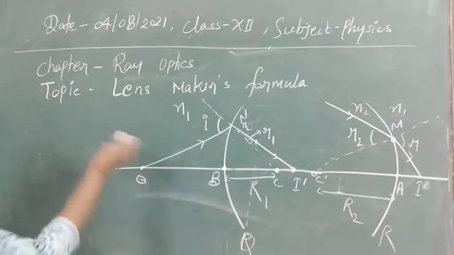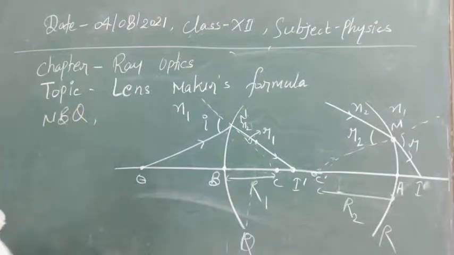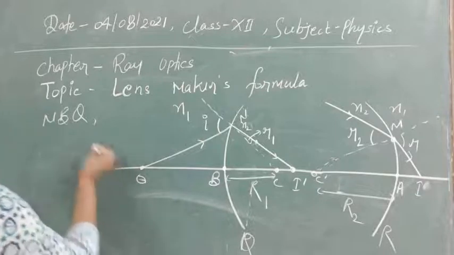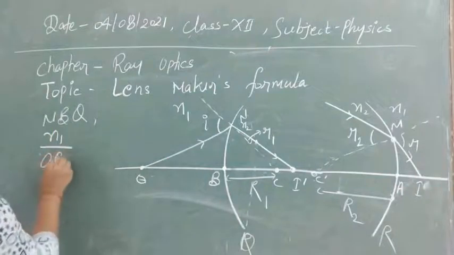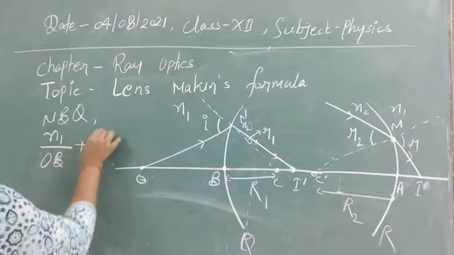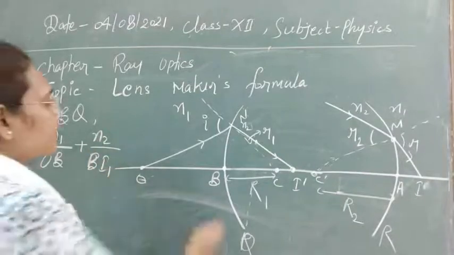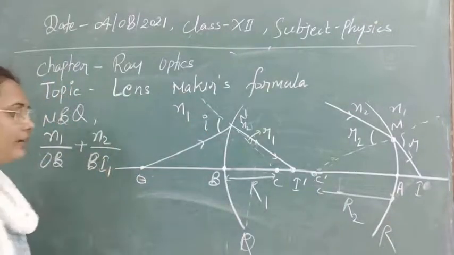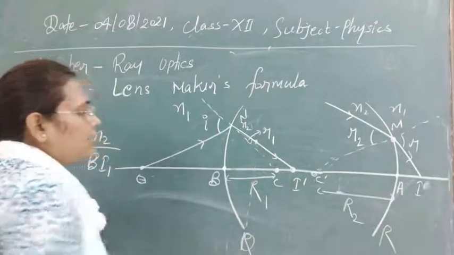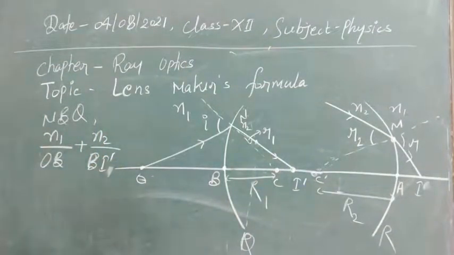So for this refracting surface NBQ, if we utilize the formula for refraction at a spherical surface, then students, we can write first N1 upon OB plus N2 upon BI dash. You can use this as N1 upon u plus N2 upon v. So here u is OB, v is BI dash. Directly I have written BI dash, and that's the left side.